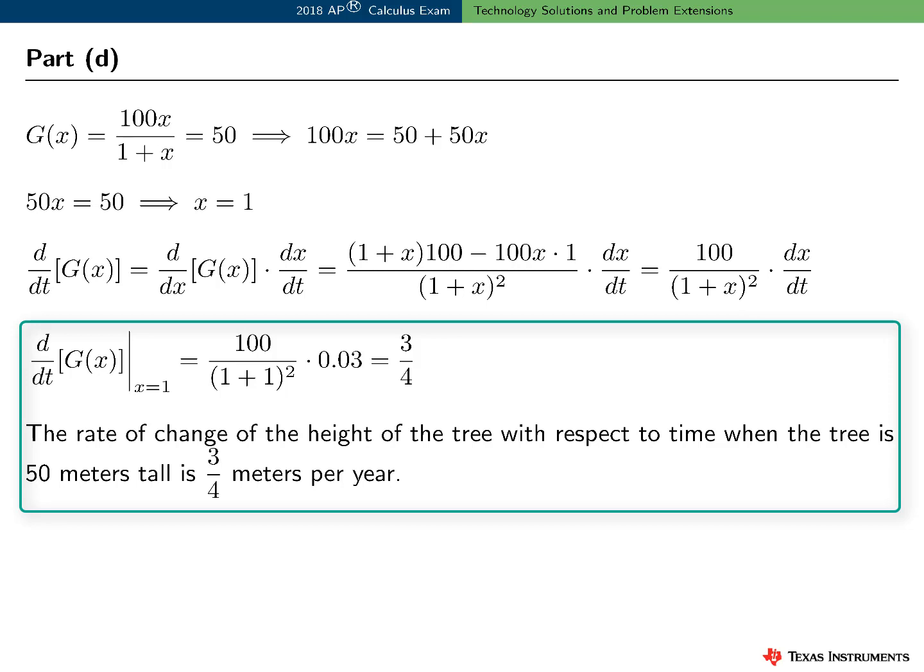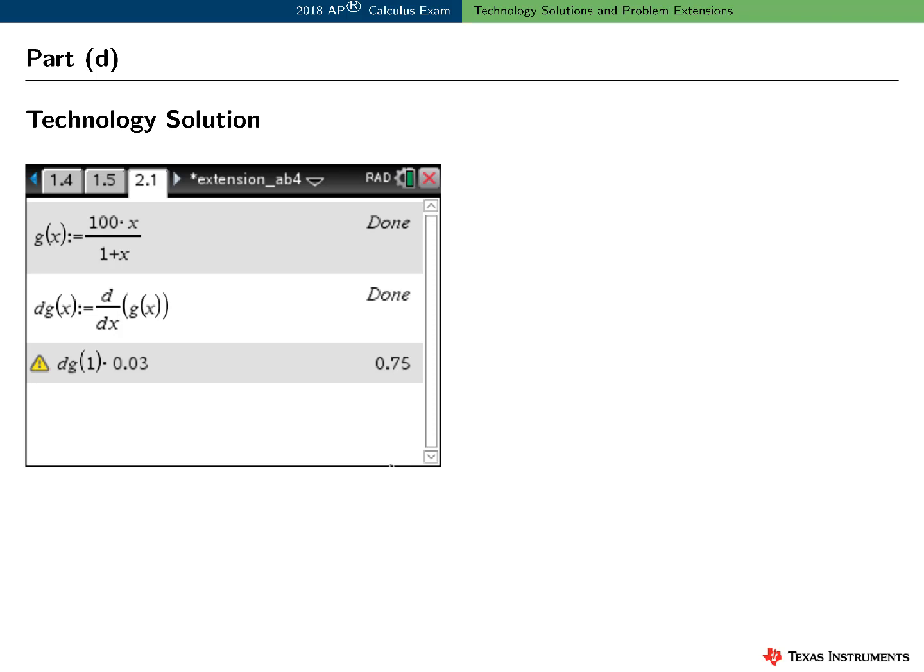The rate of change of the height of the tree with respect to time when the tree is 50 meters tall is 3/4 meters per year. Here's a quick technology solution to this problem. First, I defined the function g, and then I defined another function as the derivative of g with respect to x. And next, I simply evaluated the derivative of g with respect to x at x equal 1 and multiplied by the rate of change of the diameter when the height is 50 meters.